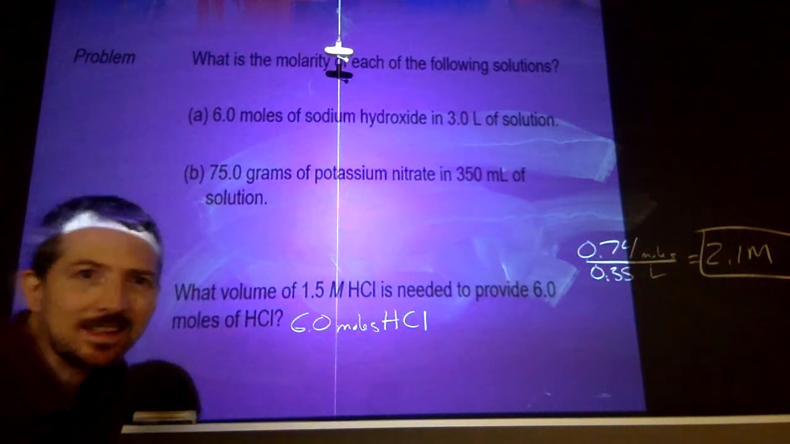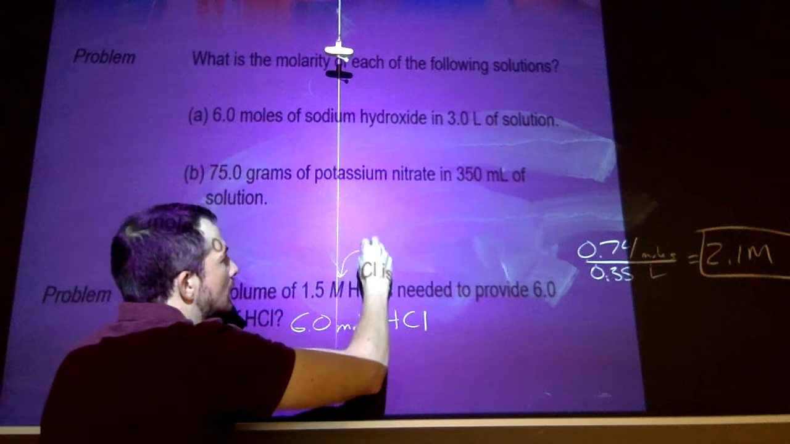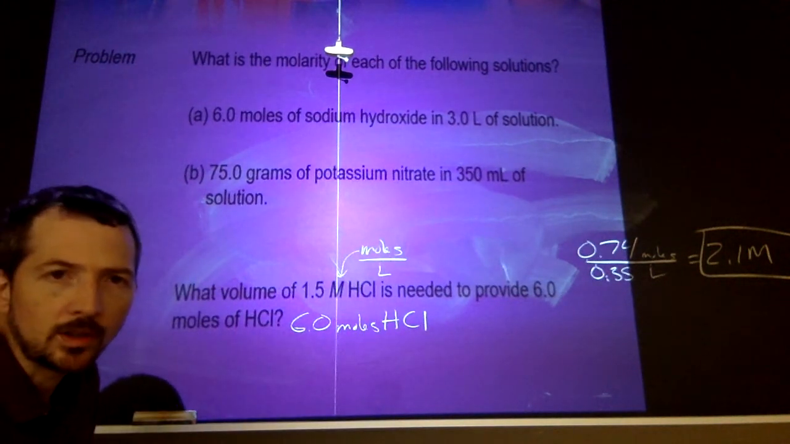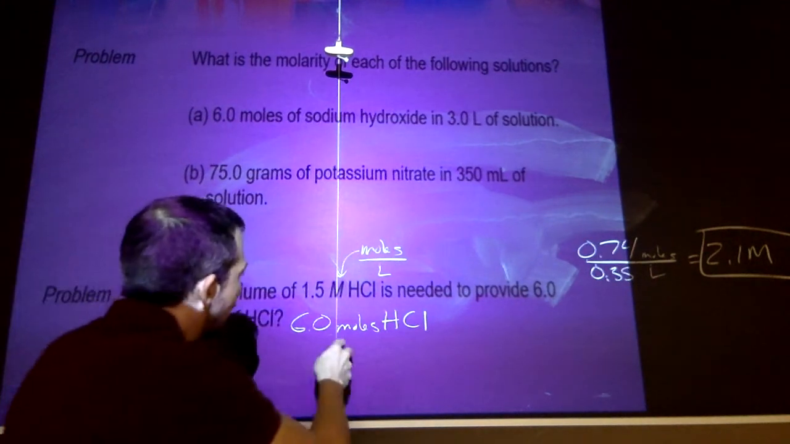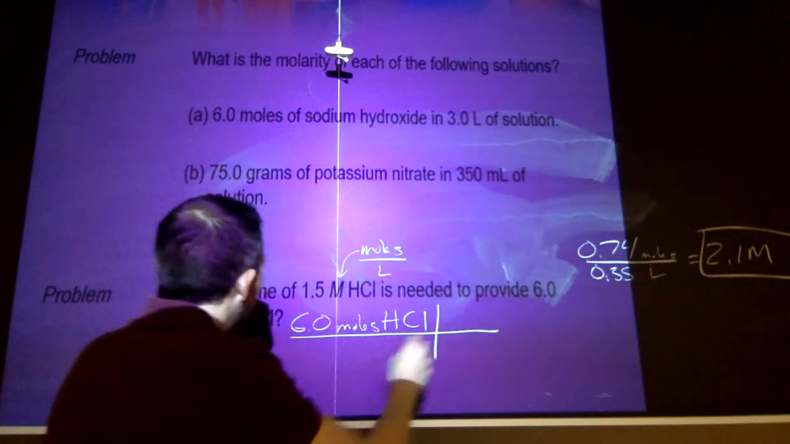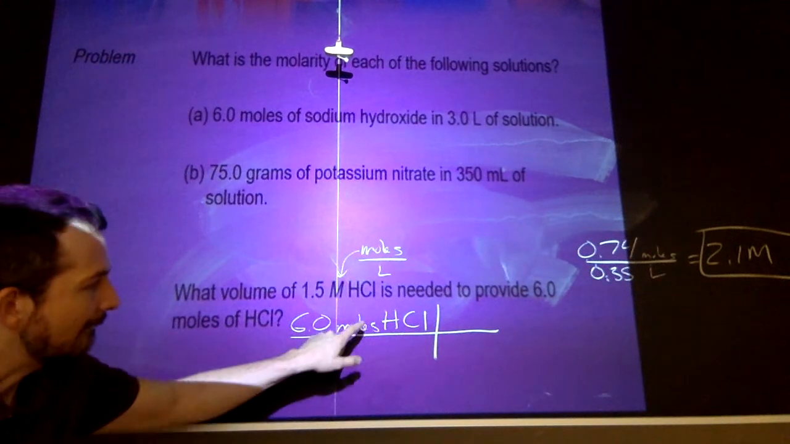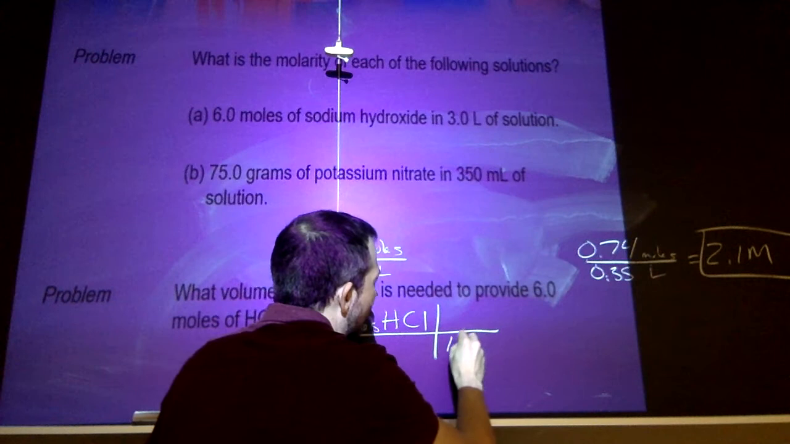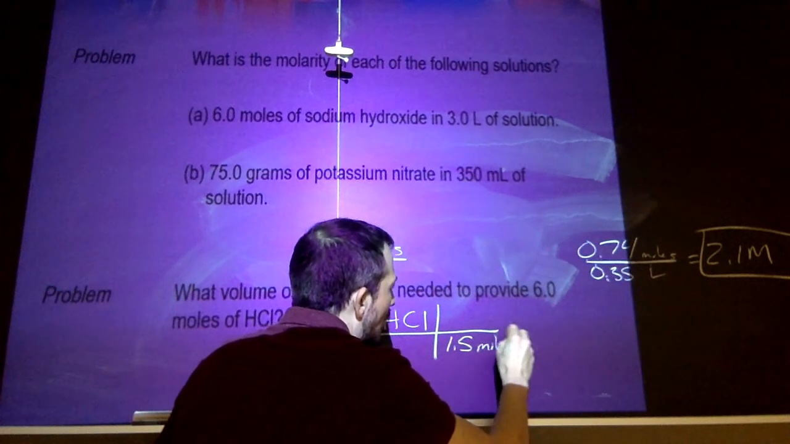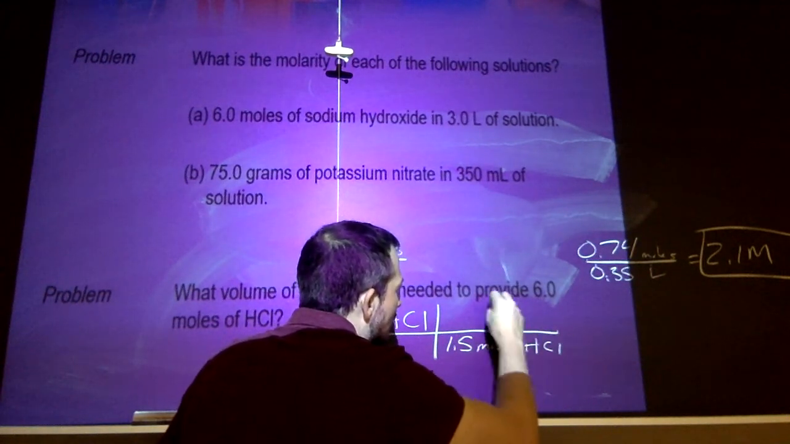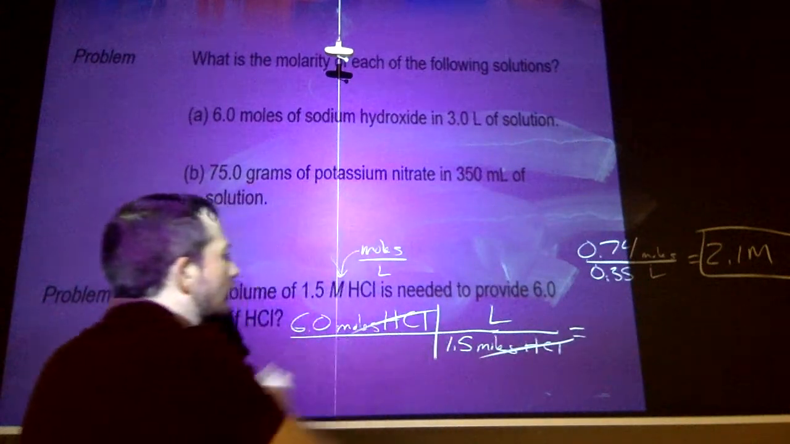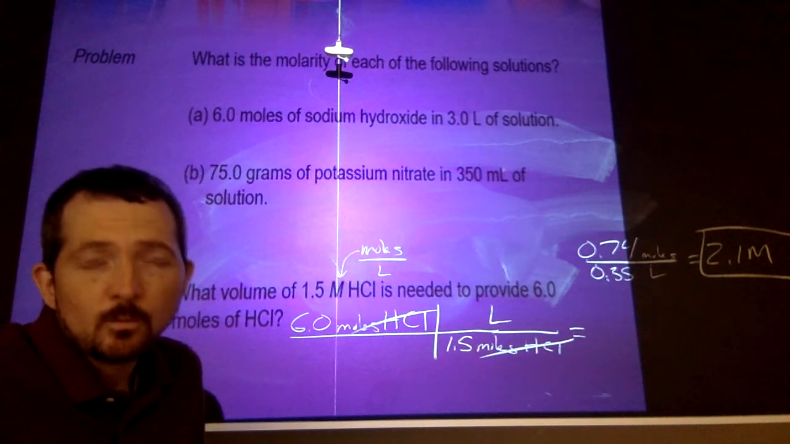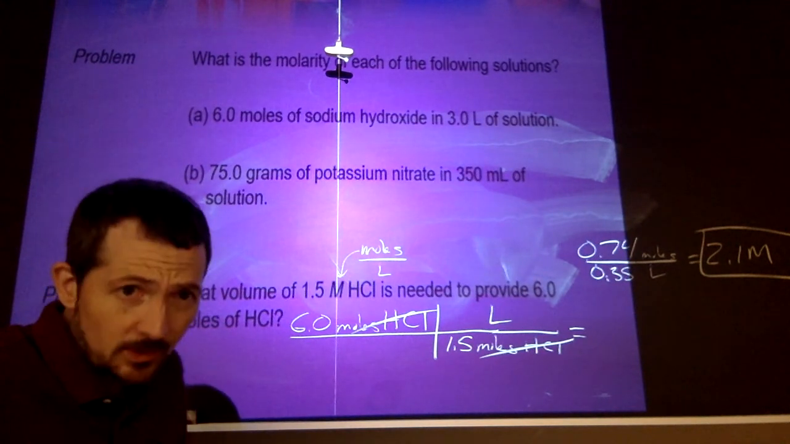Now remember this M is moles per liter. So I have 6 moles of HCl, and I'm going to find the volume. I've got moles on top here, so I need moles on bottom. So 1.5 moles of HCl per liter. That way my moles cancel out, so I need 4 liters of that solution.